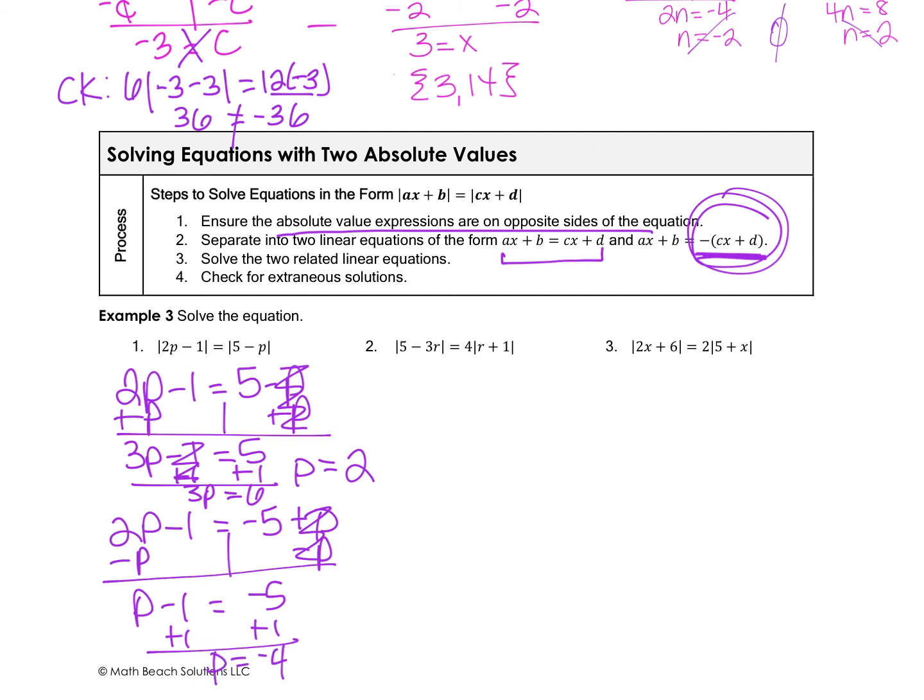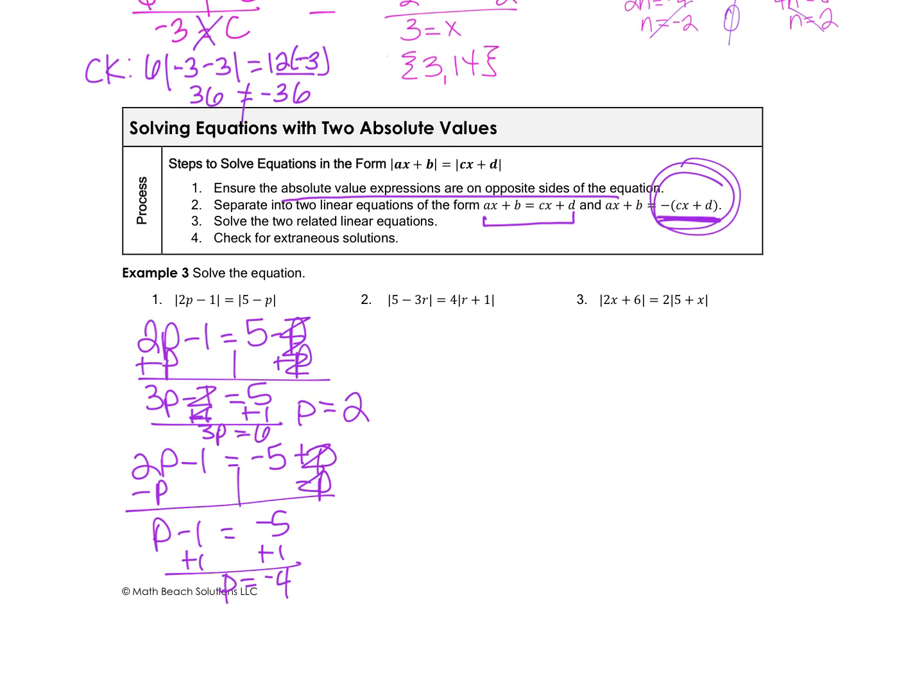So there's our two solutions. Remember, you'll have to plug them in and check them. So just plug in -4 for p on both sides. Plug in +2. Make sure that they equal each other. They both work out. So our solution would be -4 and then 2. Those aren't ordered pairs. Those are your two p values. So -4 is the smallest and then 2.